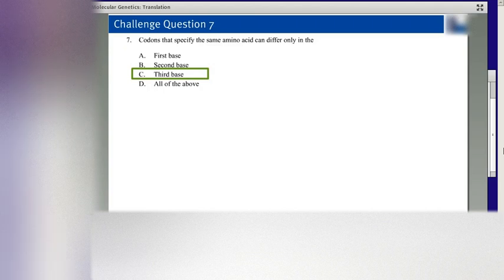Okay? Austin says, question doesn't assume stop, though. Yeah, so this one says coding for the same amino acid, right? Yeah, that could have been tricky, I agree.